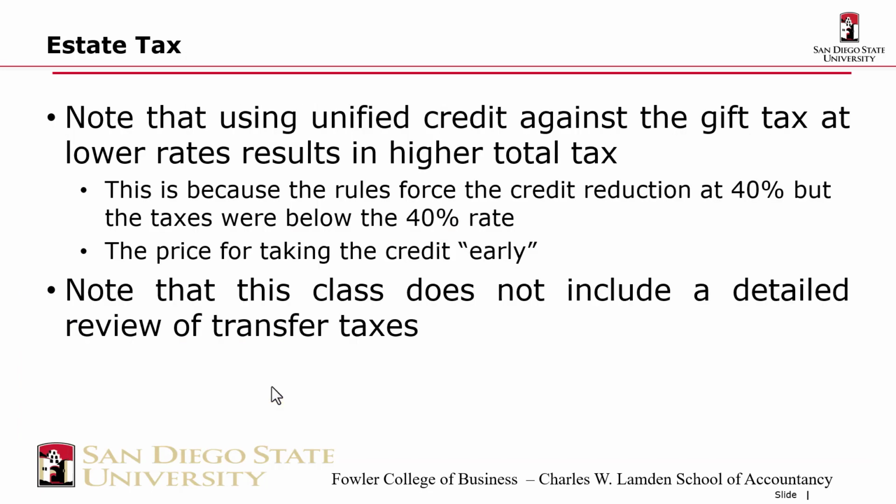Okay, so note that using the unified credit against a gift tax at lower rates can result in higher tax. That's because the rules force that credit reduction at 40%. But the taxes we paid, or would have paid, back when we gave that inter vivos gift were below the 40% rate. I guess that's just the price for taking part of your unified credit early.